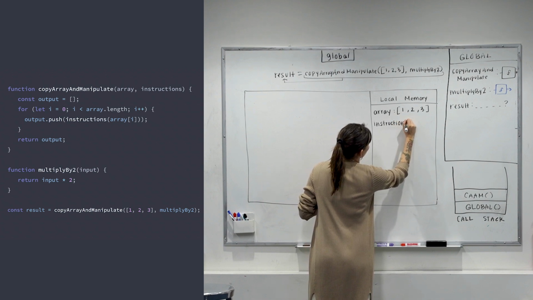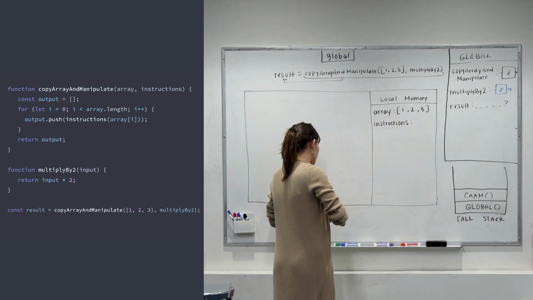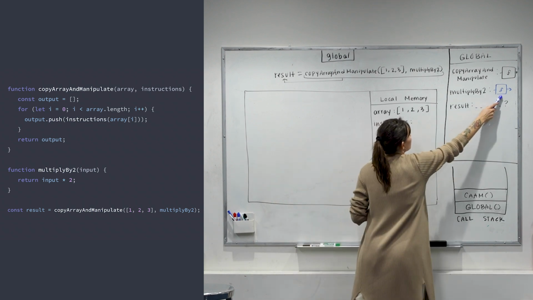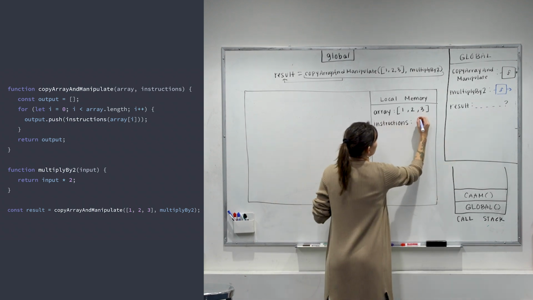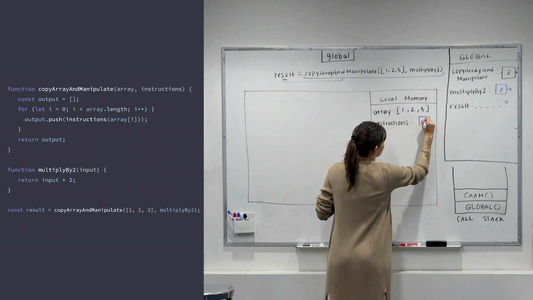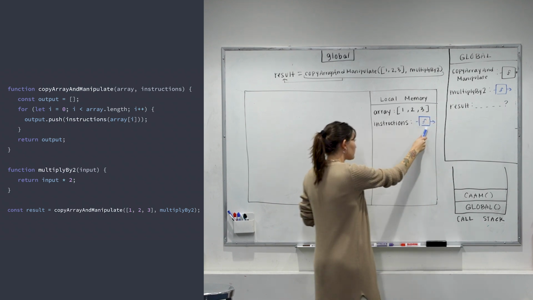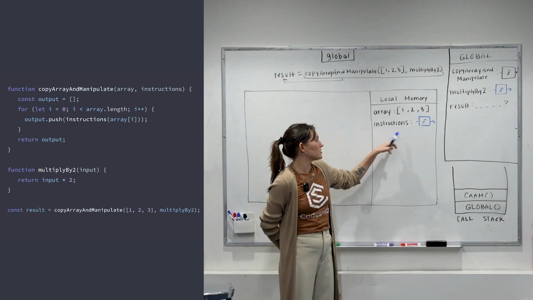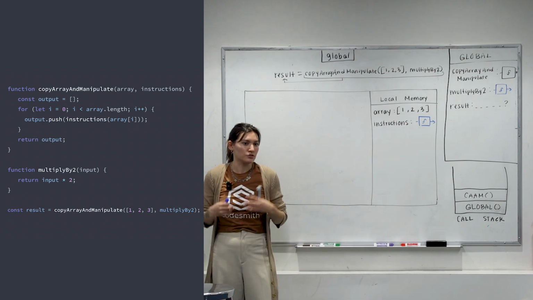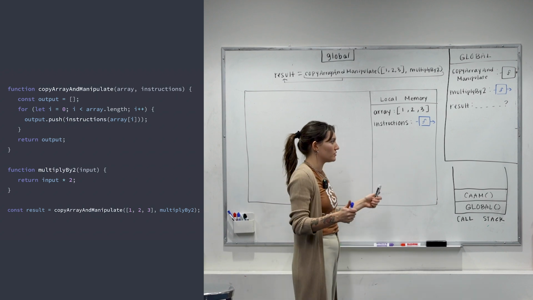Instructions, and like you said, the argument is the function definition for multiply by 2, which we defined out here in the global memory. So cool. So now we have this function definition, but it's stored under a different label now. So it's stored under instructions. Cool. What do we do next?